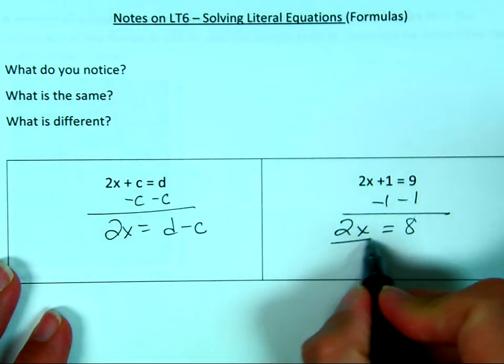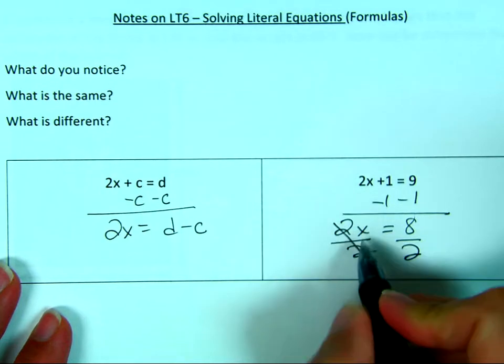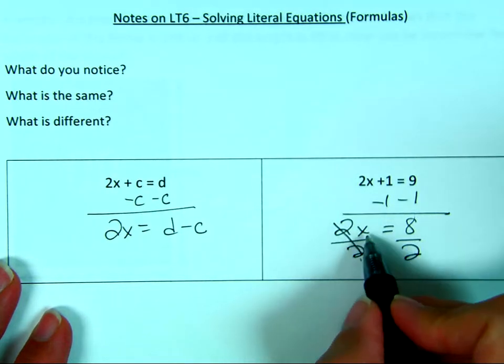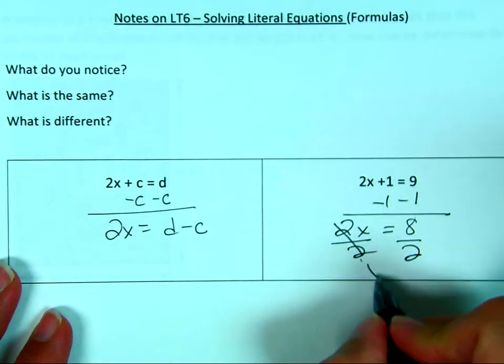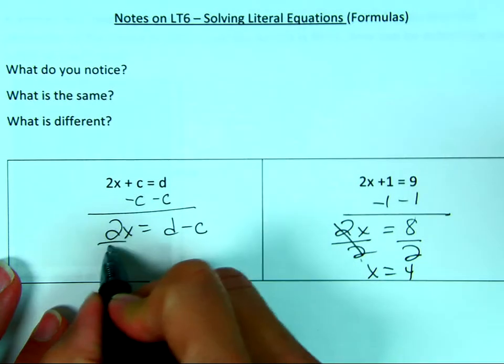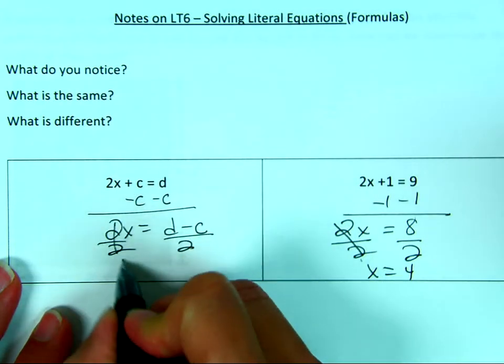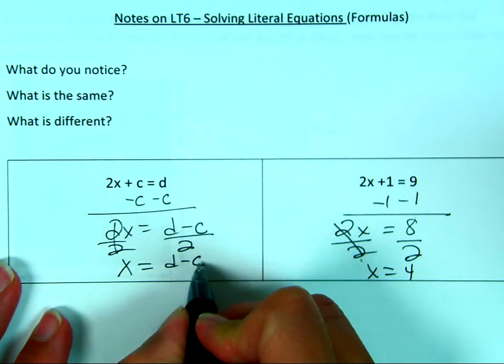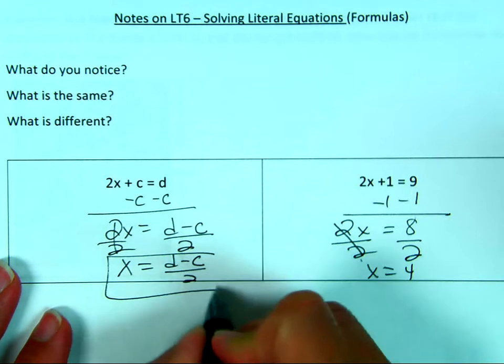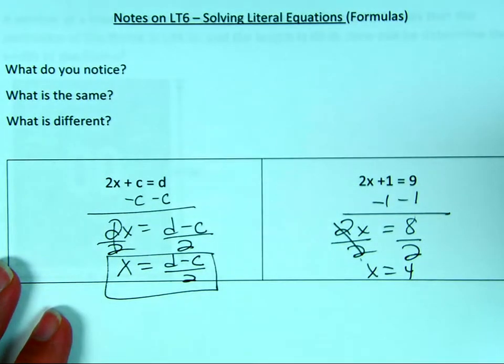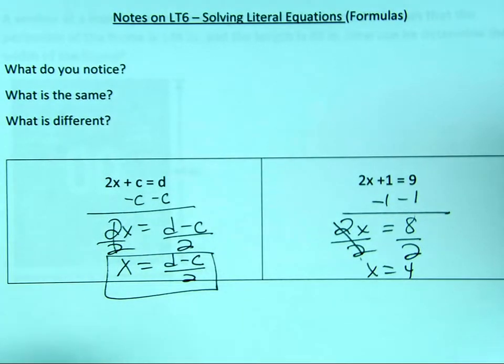And now what do I have to do? I have to divide by 2 because that's how I'm going to get rid of the coefficient to get x alone. So my answer here is x equals 4. Over here, when I divide by 2, I get x equals d minus c over 2. I don't know what d minus c is, so that is my answer. So your answers are not going to be just a pretty integer, your answers are going to actually have other letters in them. That's how we do it.